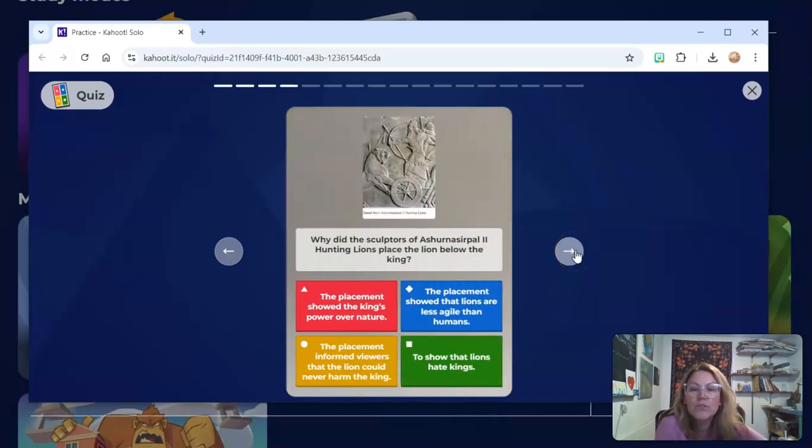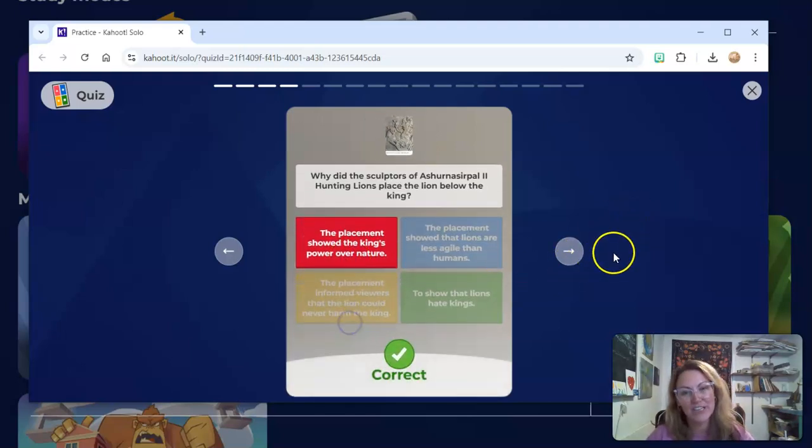Why did the sculptors of the hunting lions place the lion below the king? All right. The sculptors of the hunting lions placed the lion below the king to show the king's power over nature. The placement showed the king's power over nature.